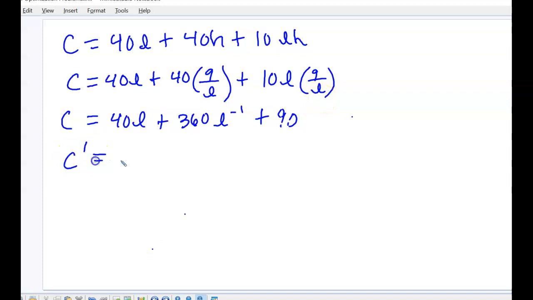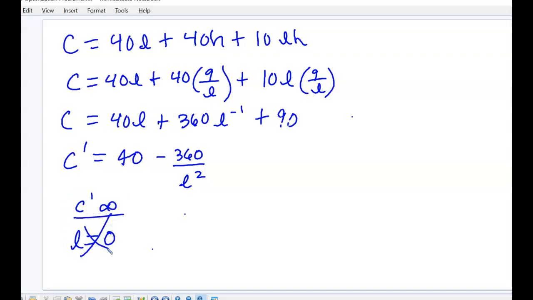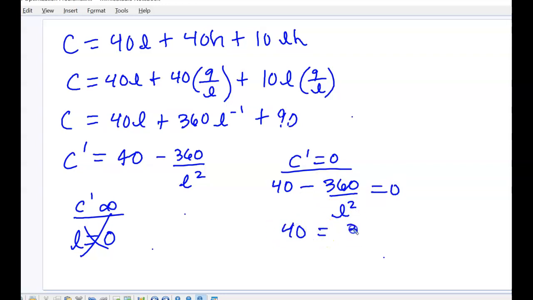So now again, I take the derivative, so it's going to be 40 minus 360 over L to the minus 2, which will be L squared, and the derivative of 90 is 0. So now I'm going to set this equal to 0 and figure out what makes it undefined. Well, it's undefined when L equals 0, but that's meaningless in the problem because L is representing a length. So now we're going to figure out what makes the derivative 0. So I'm going to set this whole thing to 0. So I'll add the 360 over L squared to the other side.